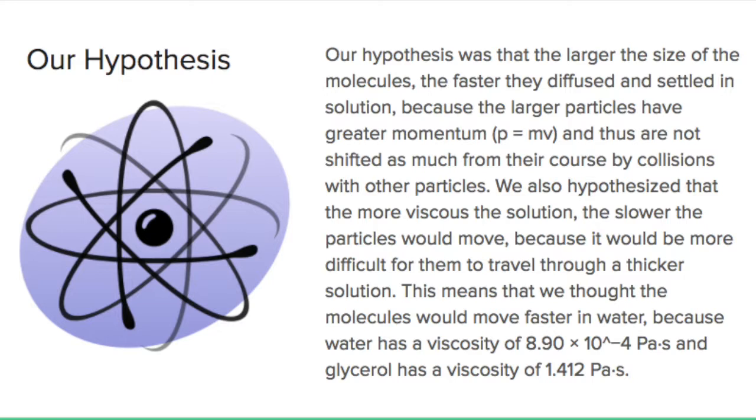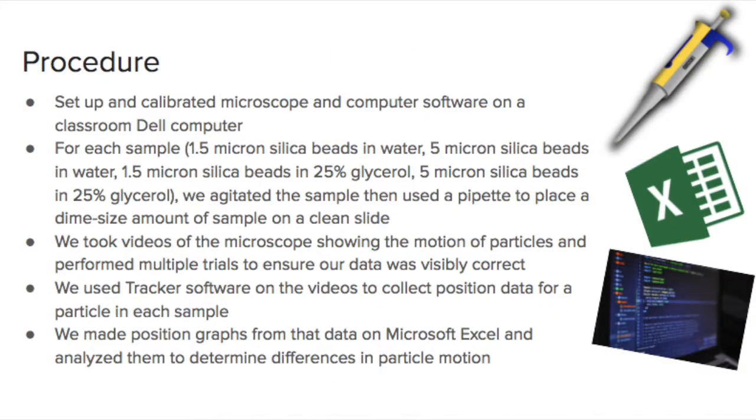This means that we thought the molecules would move faster in water, because water has a viscosity of 8.9 times 10 to the negative fourth pascal-seconds, and glycerol has a viscosity of 1.412 pascal-seconds, which means that glycerol is more viscous and thicker. First, we set up and calibrated the microscope in the computer software.